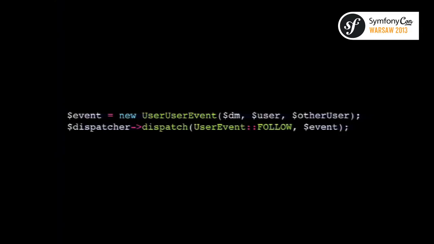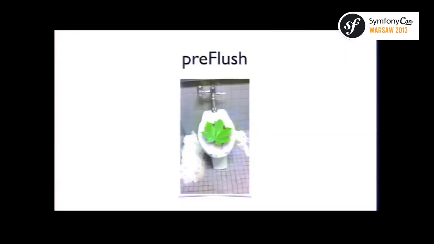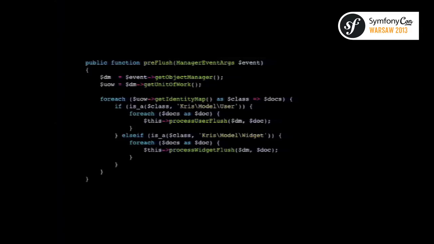So the place that I do that is the pre-flush. It's kind of gross, sorry. Pre-flush, before flush. There's an event in Doctrine that happens whenever you call flush on the object manager. There are a series of events that are fired inside of Doctrine, first being pre-flush, and then on-flush, and then pre-update on each individual document, and then post-flush.